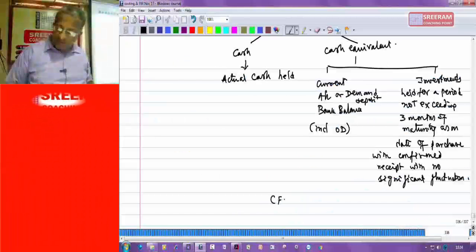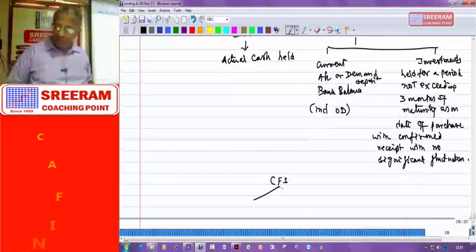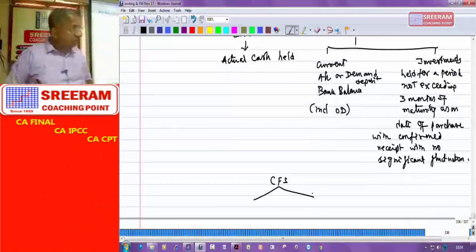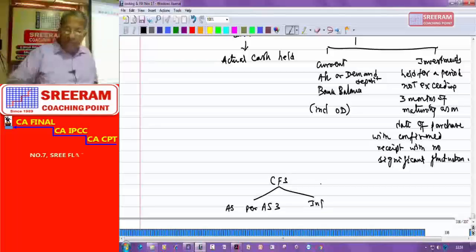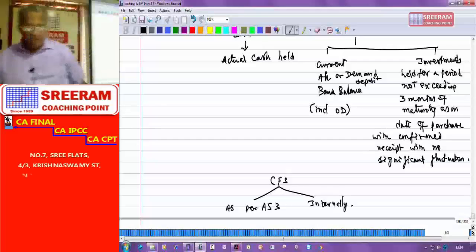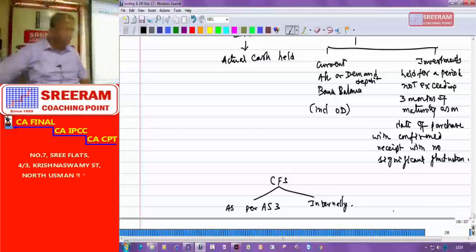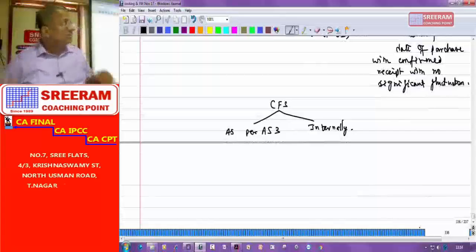Cash flow statement into two: one as per AS3, the other one used internally. What is that? As per AS3 is a cash flow statement. The other one can be used internally.